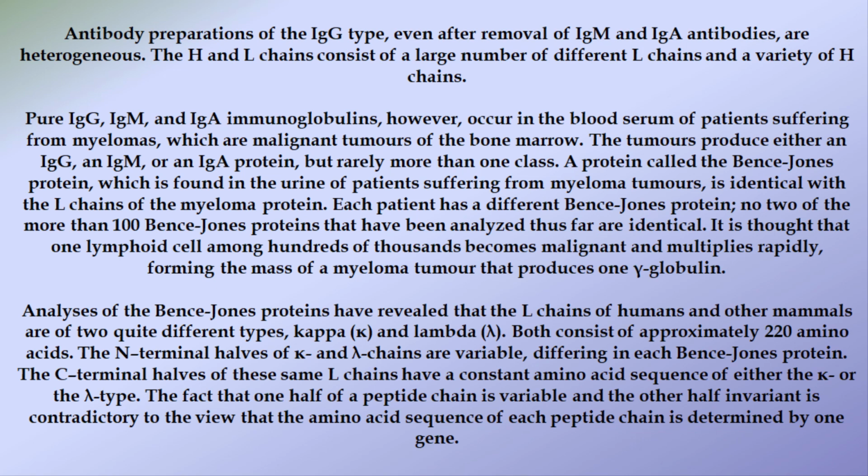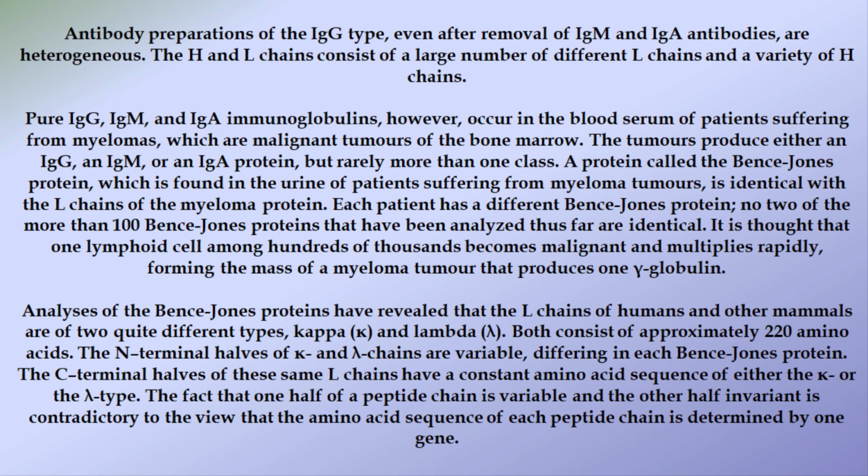A protein called the Bence-Jones protein, which is found in the urine of patients suffering from myeloma tumors, is identical with the L chains of the myeloma protein. Each patient has a different Bence-Jones protein. No 2 of the more than 100 Bence-Jones proteins that have been analyzed thus far are identical. It is thought that one lymphoid cell among hundreds of thousands becomes malignant and multiplies rapidly, forming the mass of a myeloma tumor that produces 1 gamma globulin.